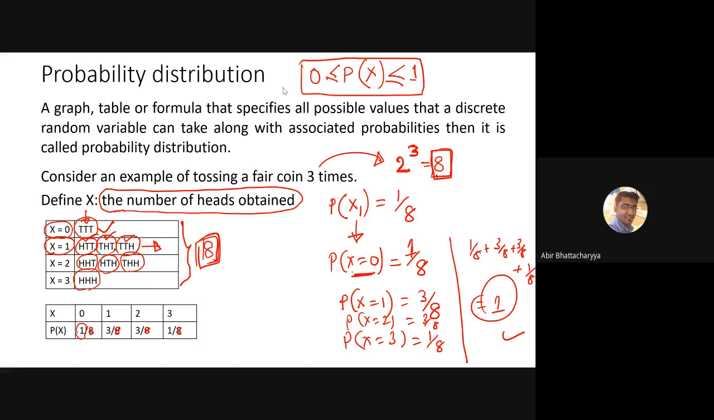Okay, is that clear? This is on probability distribution. Any doubts, please ask me or write down C on the chat box if it is clear to you. All right. Okay, good.